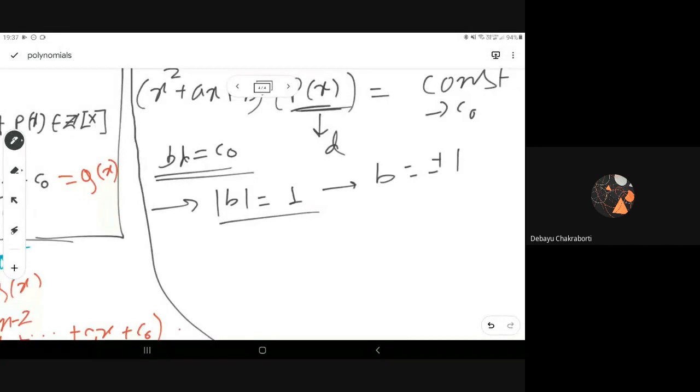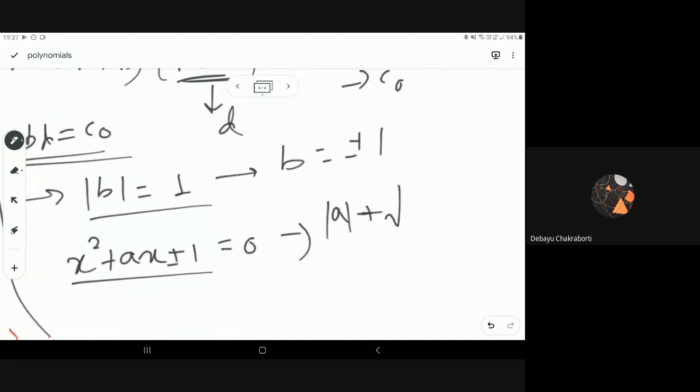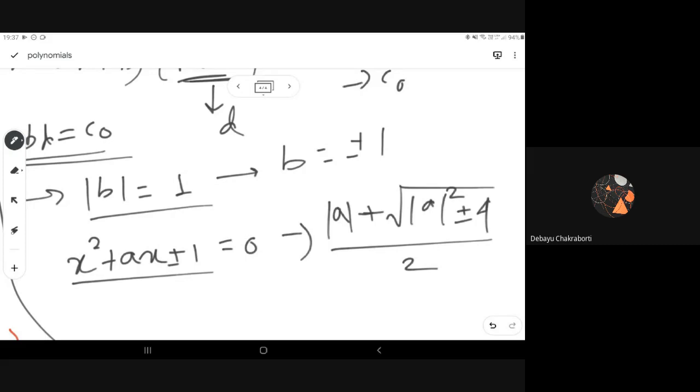So from now you also know what the roots of x squared plus ax plus 1 equals 0 are, right? The roots of it are like |a| plus... So now what you just need to do is again bound |a|. Remember that a is an integer.